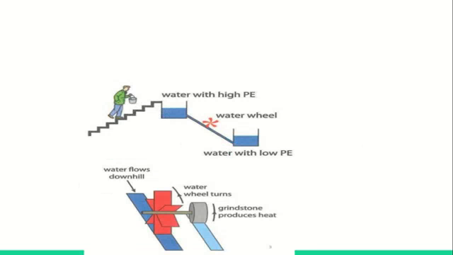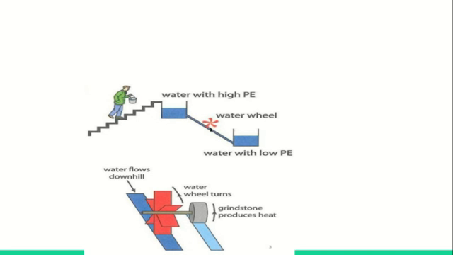In this diagram, you can see a person climbing up the stairs to fill water in the upper container, whereas the lower container has a pipe connected to it, and you have a water wheel in between. This wheel can turn only when the water flows through the pipe and falls on this wheel and then passes on to the next lower container. If this water stops flowing, the water wheel will stop rotating.